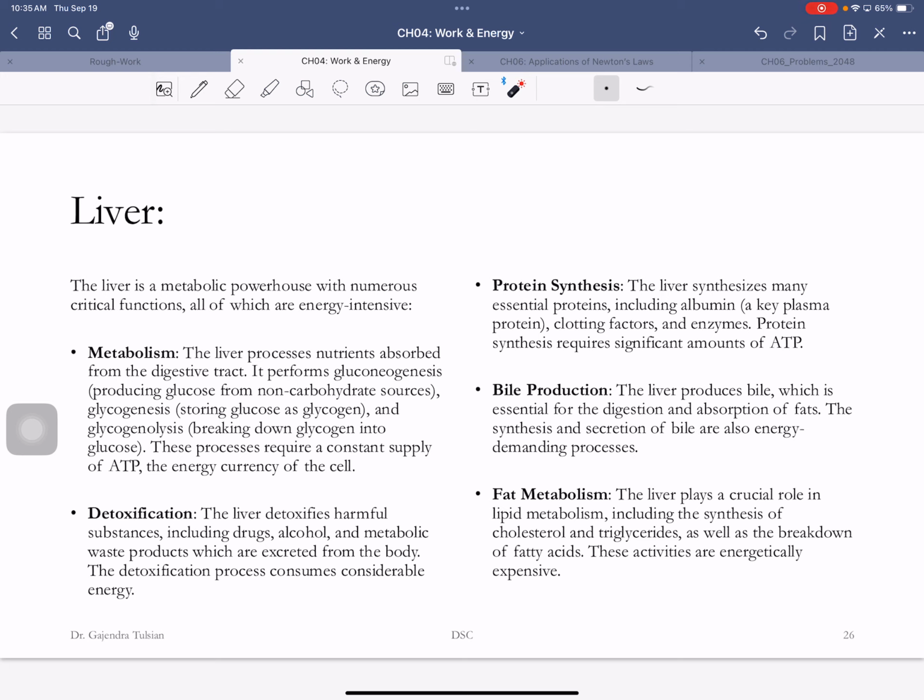So glycogenesis, storing glucose as glycogen. And glycogenolysis, breaking down glycogen into glucose. Remember, you have to break down glycogen to glucose. Okay. These processes require a constant supply of ATP, the energy currency of the cell. So liver and spleen consume 27% of your energy, and that shows you why it's done. Okay, those two slides.